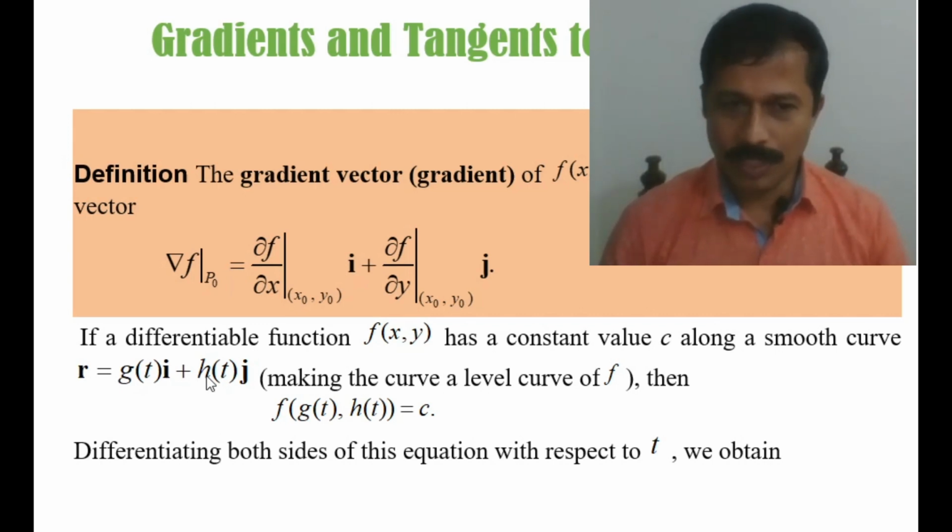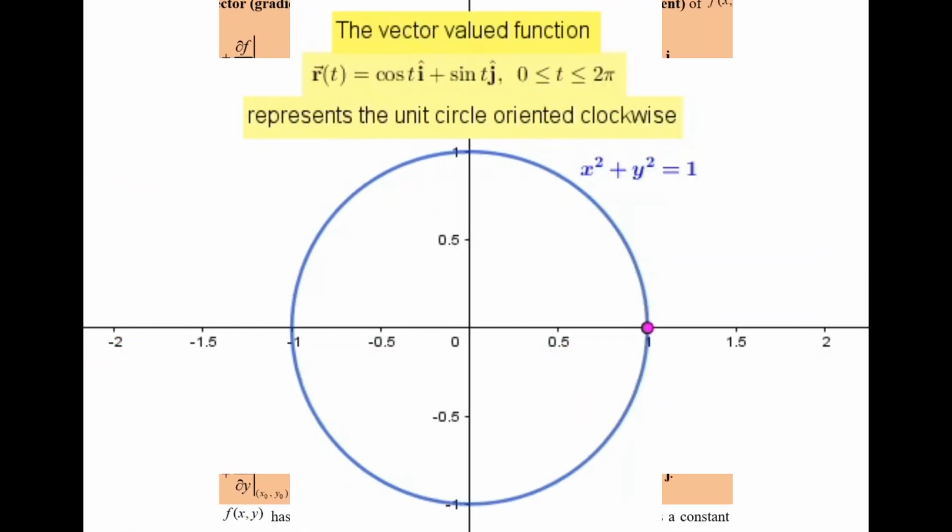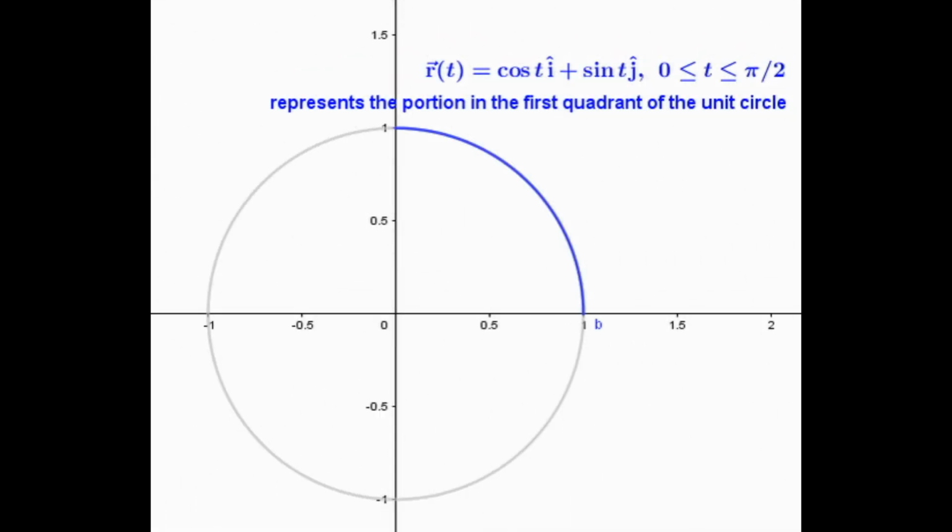So you can have some examples. For example, r of t is equal to cos t i plus sin t j, where 0 less than or equal to t less than or equal to 2 pi, gives the entire unit circle. At the same time, if we restrict the values of t between 0 and pi by 2, then we get only a portion of the unit circle that lies in the first quadrant. Can you give one more example of a vector valued function in a plane? So many examples are there.